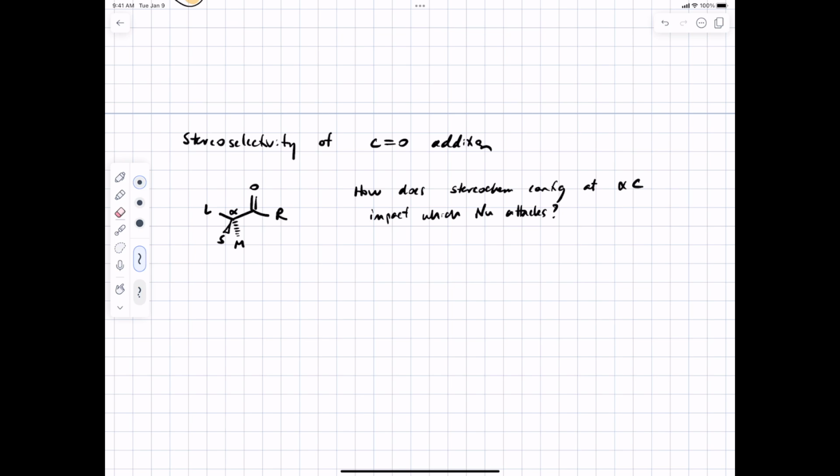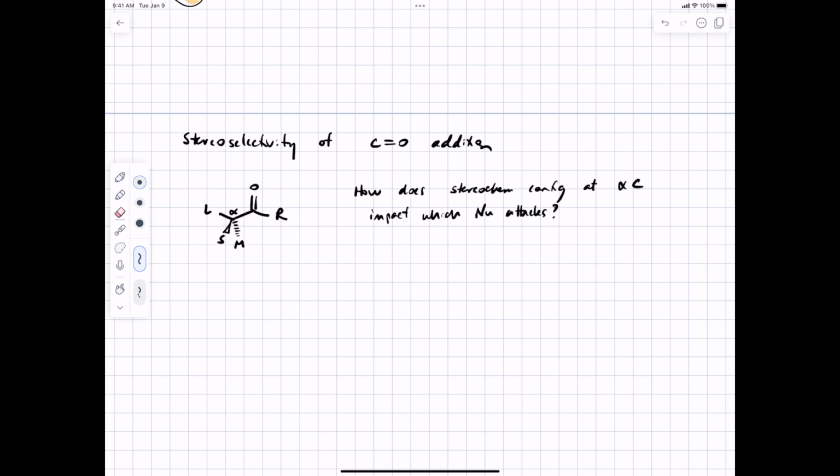If you've got a stereocenter at the alpha carbon, then those two faces of the ketone are what kind of faces? Homotopic and enantiotopic or diastereotopic? That's not rhetorical, you get to actually answer. If you've got a stereocenter at the alpha carbon, are the two faces of the ketone, top face and bottom face, homotopic and enantiotopic or diastereotopic?